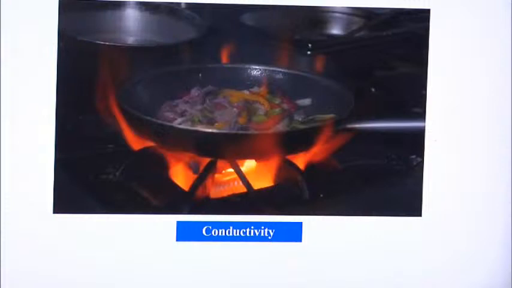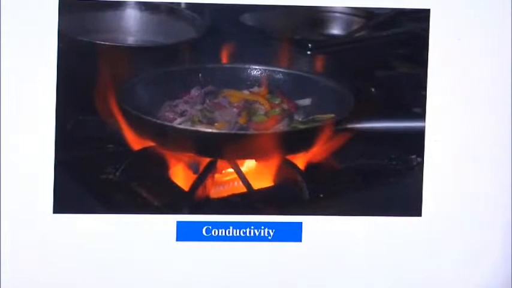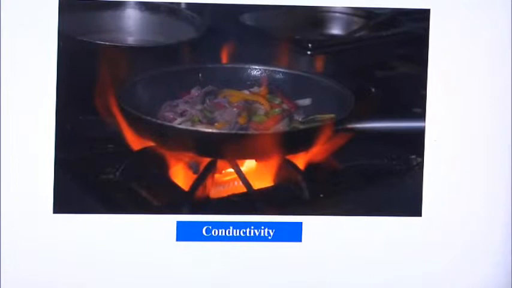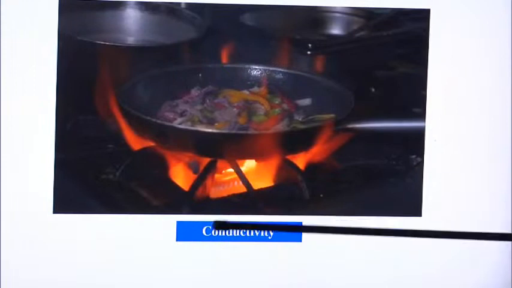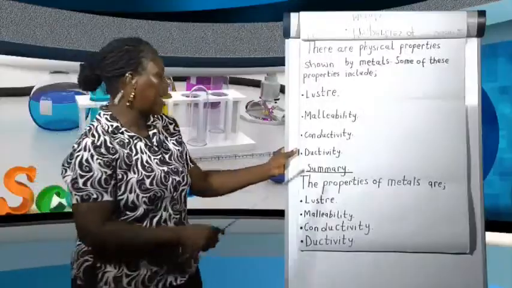Now the wires, when we connect the wires in our homes, they also show the property of conductivity. They can be used to conduct electricity. The same thing is happening here. A steel on fire also shows the property of conductivity. So they can conduct heat, and we call it conductivity. When metals conduct heat, they show the property of conductivity. And the last one of our properties is what?